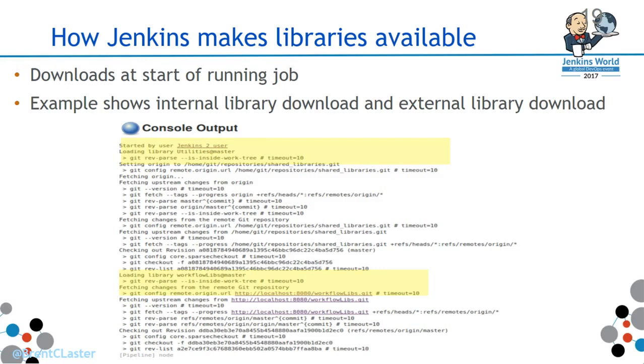On down there in the highlighted yellow piece, you can see where we're loading in the library workflow lives at master. That's the internal Git library if you were using that. That automatically gets loaded if there is content there. Jenkins is going to bring it in and make it available to you.